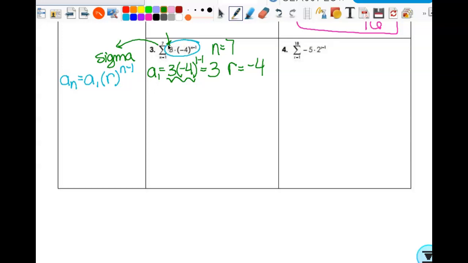And so now that we have all of that, we can find the sum of those 7 terms. Okay? And that's going to be equal to the first term, which is 3 times 1 minus -4 to the 7th power over 1 minus -4. I would also highly suggest on these calculators, hit the fraction button before you start typing. Then you can put stuff in the numerator and stuff in the denominator, and you don't have to worry about weird parentheses when you divide.